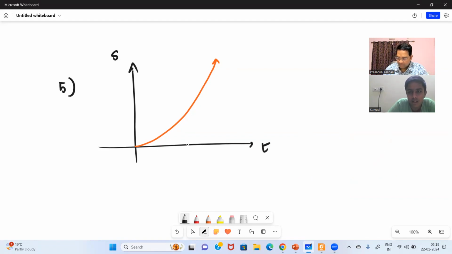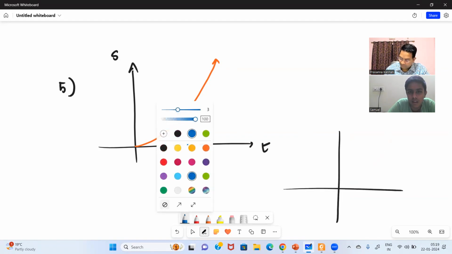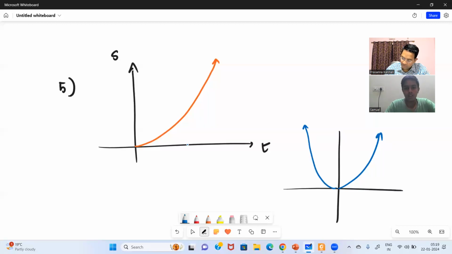Now, do you remember the equation of the parabola? Suppose I draw a parabola like this. Can you tell me what would be the equation of this parabola? Like you have an equation for a straight line, we told that the equation of a straight line is y is equal to mx plus c, right? Like that, for a parabola, what is the equation?